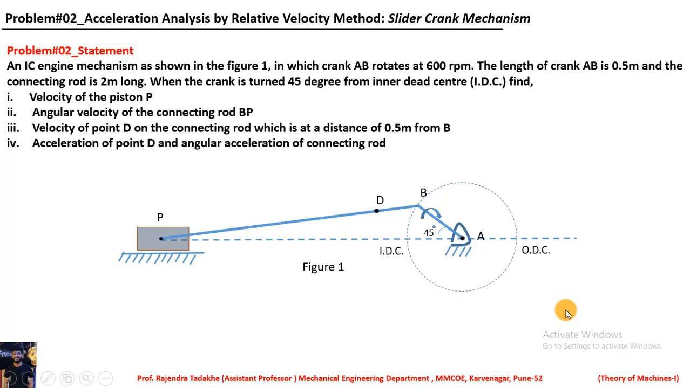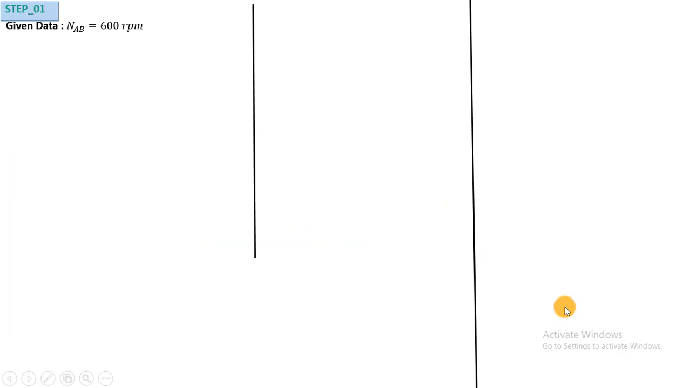So let's start with the solution. First of all, we have to write the given data. The speed of the crank is given, which is 600 rpm. Then the length of the crank is given, which is 0.5 meter. Then the length of the connecting rod is mentioned, which is 2 meter.